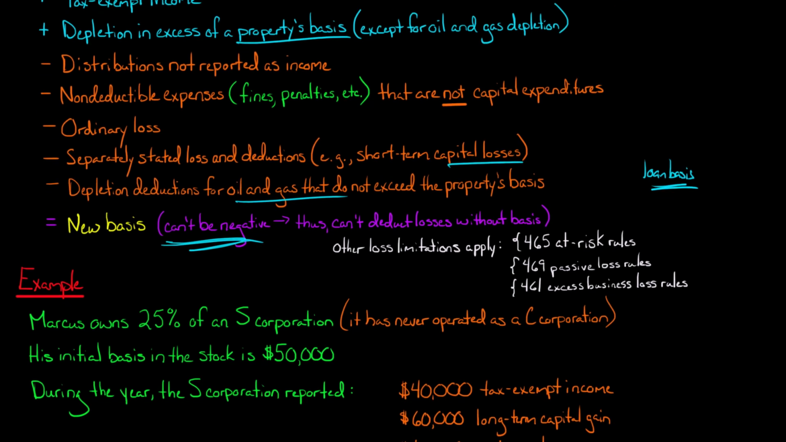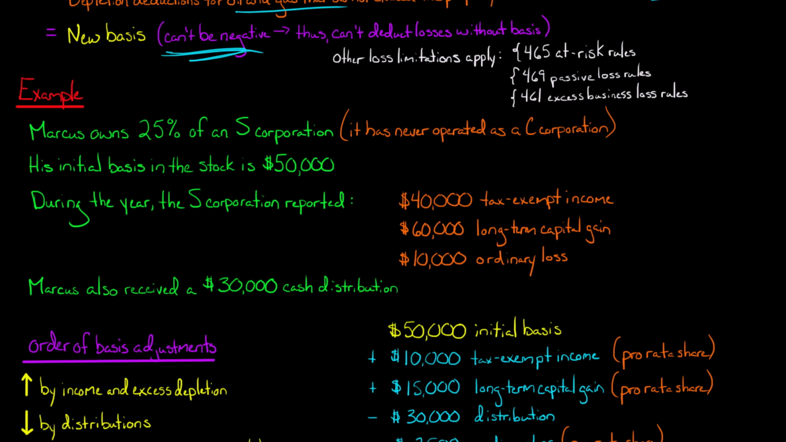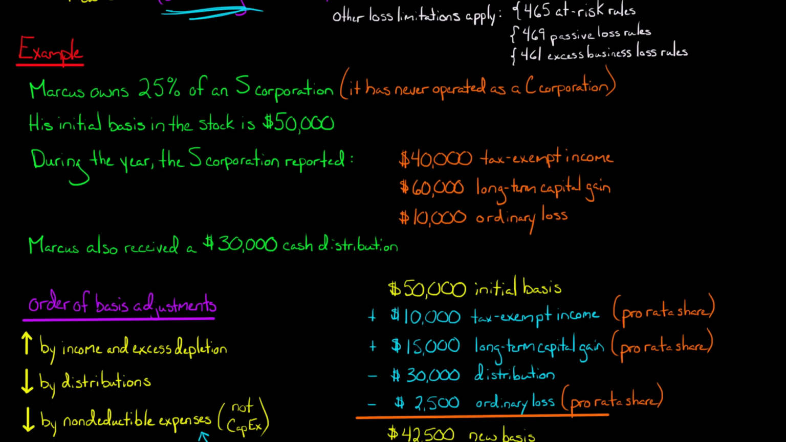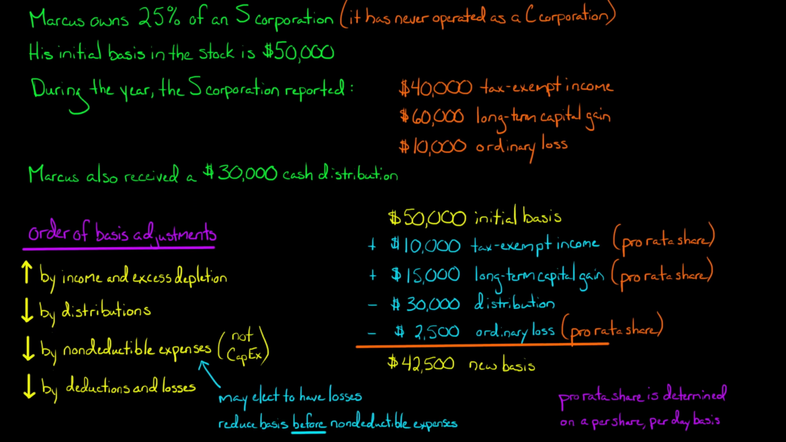Now, let's get into an example of how we would go about calculating the basis. Let's say we have a shareholder named Marcus who owns 25% of an S corporation. How would we calculate Marcus's new basis, assuming a number of things happen? To make it easy, let's assume that this S corporation has never operated as a C corporation, so they don't have any accumulated earnings and profits from the old days when they were a C corp. Just to make it simple.